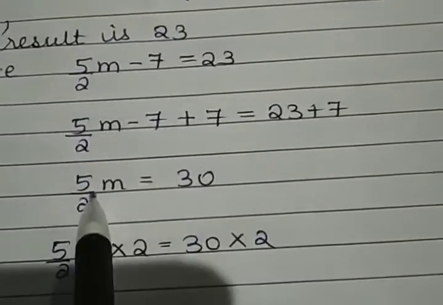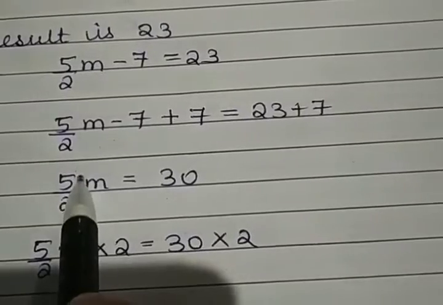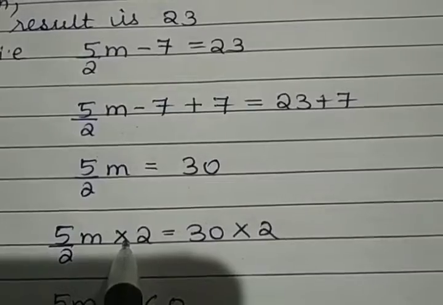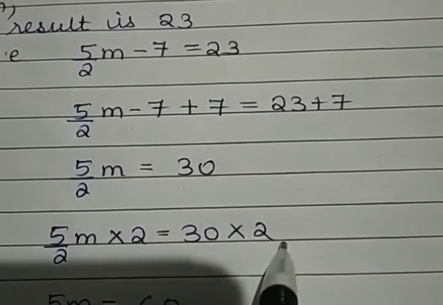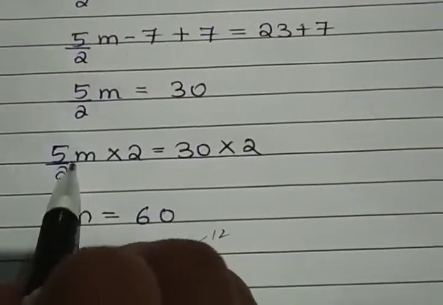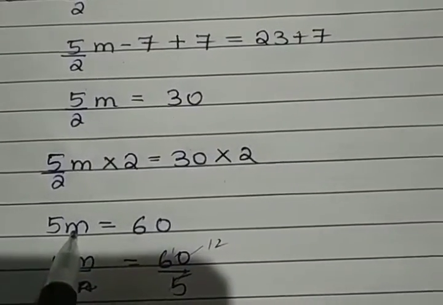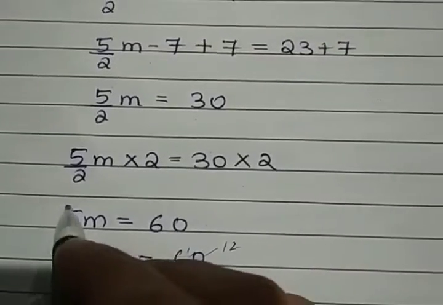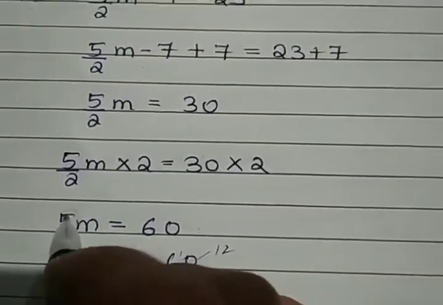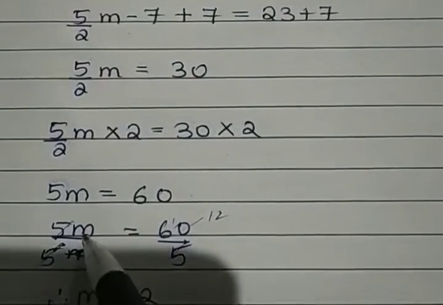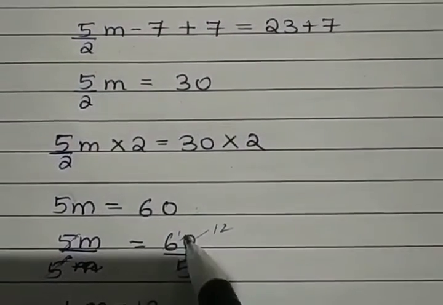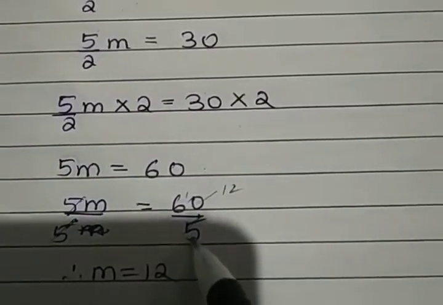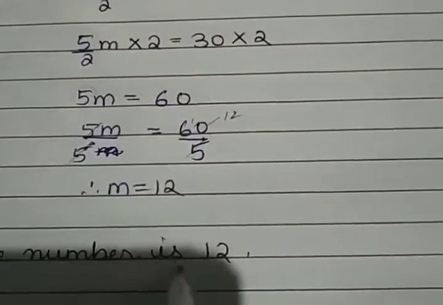Now I have to get rid of the denominator. So I'll multiply both the sides by 2. So I get 5 upon 2 m multiplied by 2 is equal to 30 multiplied by 2. So on this side 2 and 2 get cancelled and it is 5m is equal to 60. Next step is to get rid of the coefficient here. So divide by 5. 5m upon 5 is equal to 60 upon 5. So m is equal to 60 upon 5, which is 12. Therefore the number is 12.